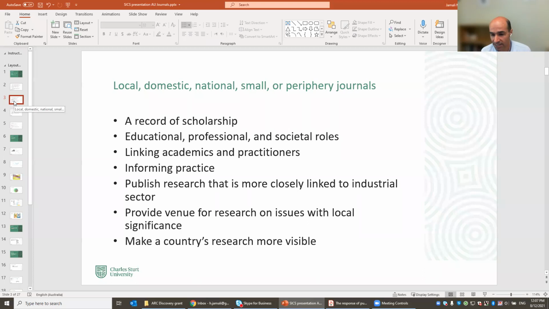But also they inform practice, like in health science, GP practices are very different here compared, for instance, to Canada or France and so on. So what you publish in journals that are considered local or national, they inform practice, they link academics and practitioners, they provide an outlet, they make the country's research more visible, they have educational role and professional role and societal roles and so on. So some of these functions are things that international journals cannot necessarily do. And that's why we need journals that are local or domestic or national.